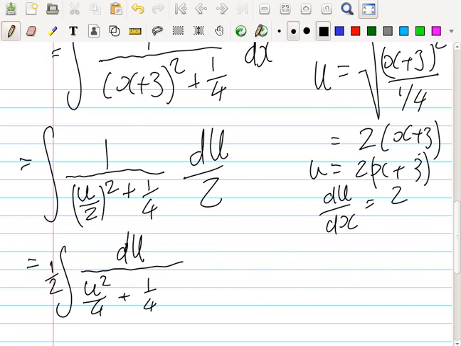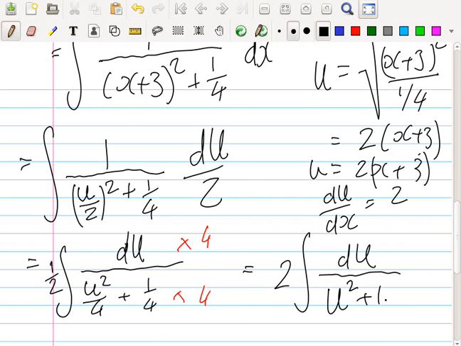Now, how can I get rid of these quarters? What would I multiply the top and bottom by to get rid of the 4s? Well, I'll just multiply the top and the bottom by 4. So this would be 4 divided by 2, of course, is 2. And then the 4's go here, and you're left with this. This has a special formula. What is it?